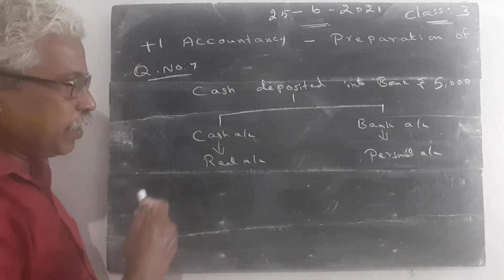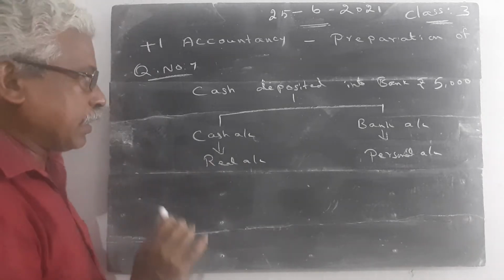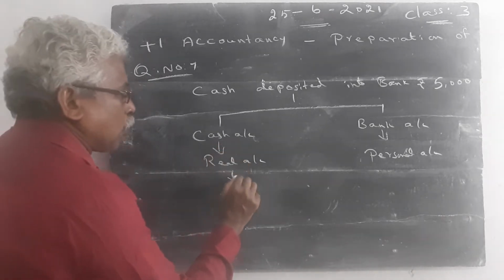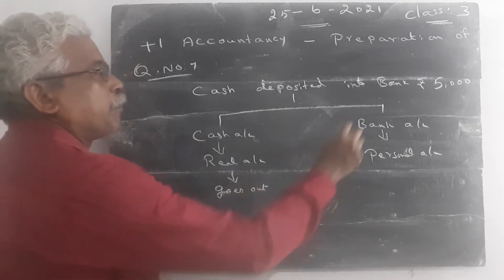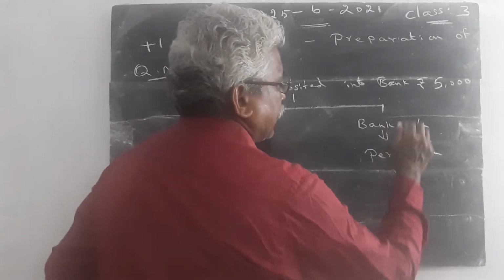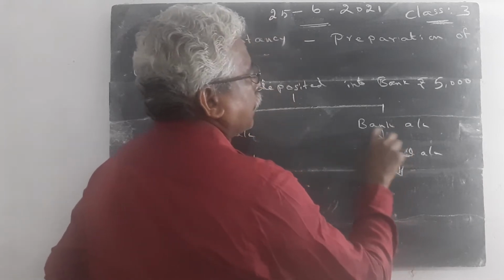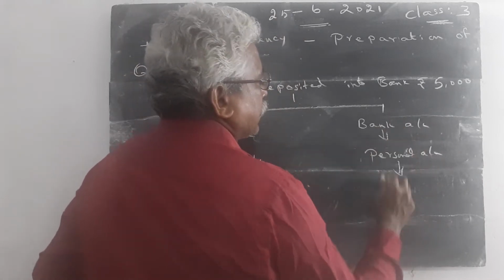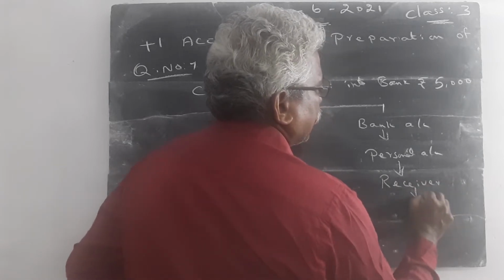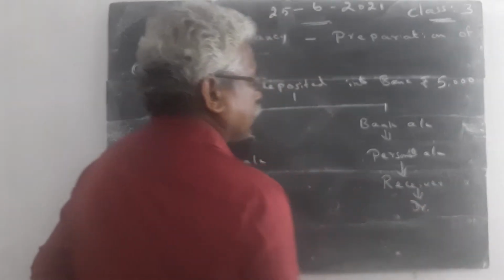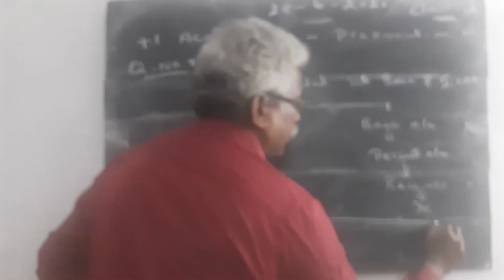When we deposit money into the bank, cash goes out. The banker is the receiver. Here, in the bank account, the banker is the receiver. Debit the receiver. Debit what comes in, credit what goes out. When one account is debited, automatically another account will be credited. Then we draw the journal entry.